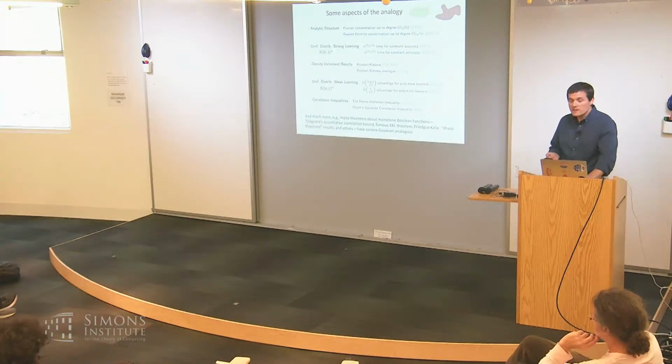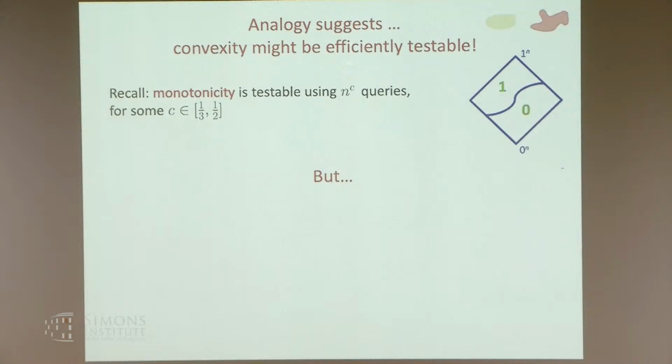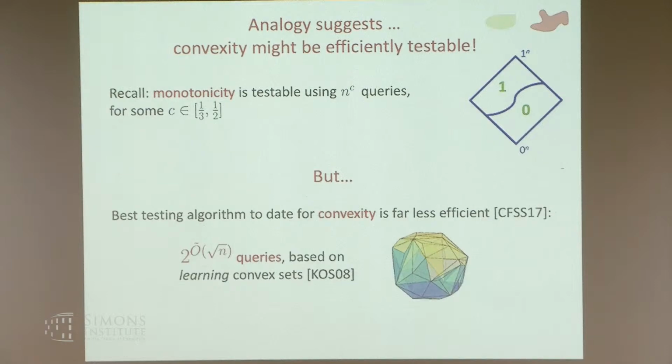So anyway, if you believe in this analogy, and people in this room who have worked with me know I believe in this analogy, you would probably think maybe convexity is testable because monotonicity is nicely testable, right? We know we can test monotonicity with something like root n, n to the 1/3 many queries. This is one of our top results in this area. Sadly, convexity testing we do not understand well. The best convexity testing algorithms we have are based just on learning convex sets. In fact, they only use random samples. They don't even use queries in an intelligent way. And they're highly inefficient. They use 2 to the root n queries.